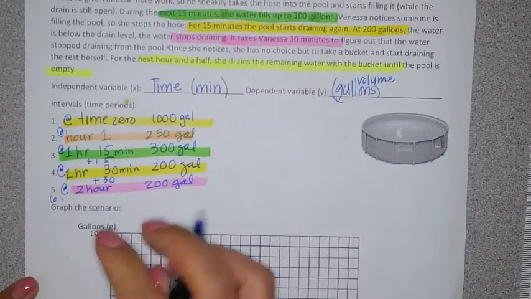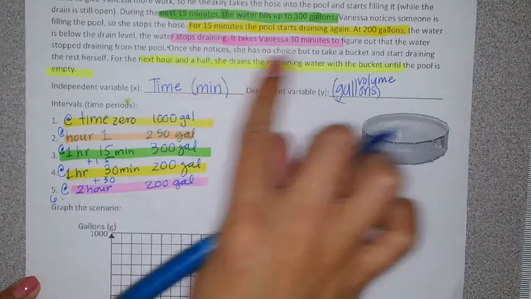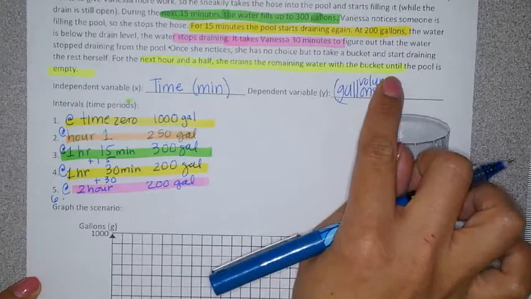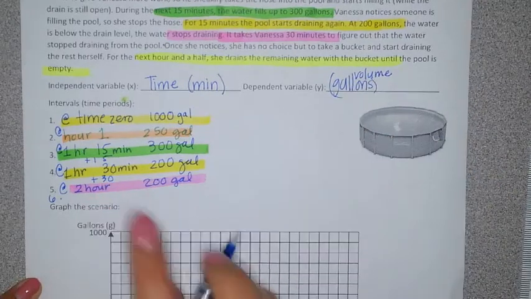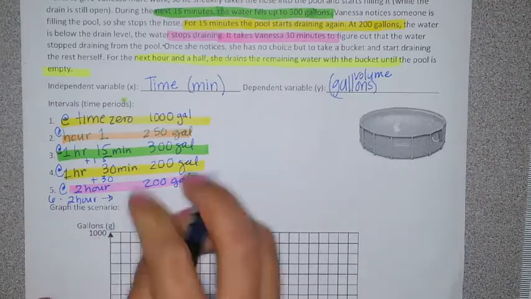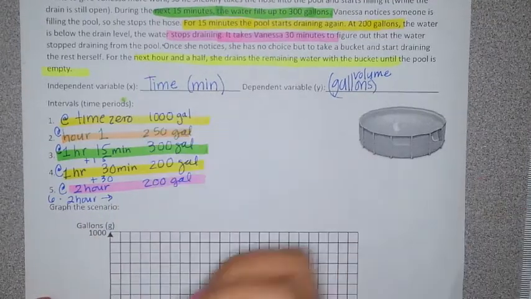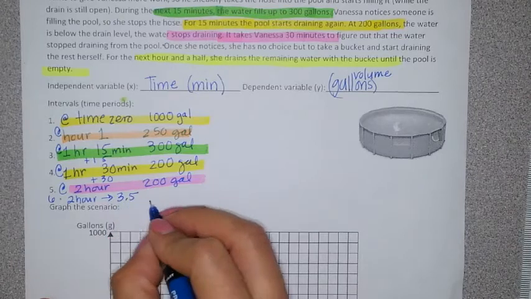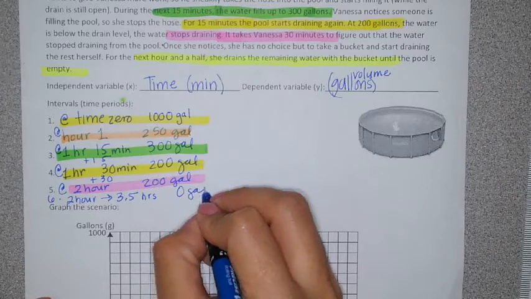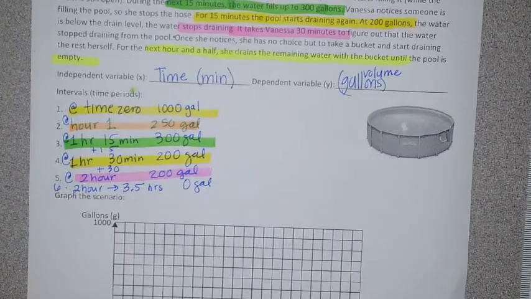And then number 6, in the next hour and a half, she drains the remaining water with the bucket until empty. So we're from hour 2 to the next hour and a half, so it will be to 3.5 hours. It goes to 0 gallons. It's the next interval of time.